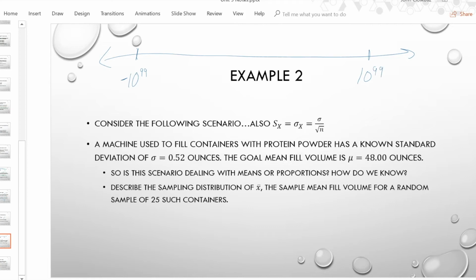All right, step one, describe the sampling distribution of x bar, the sample mean fill volume, and then we're also going to go ahead and throw in the standard deviation in this part as well. Key idea is we're dealing with 25 such containers. So our sample mean, we leave it the same as the population. And then for our standard deviation, we're going to utilize this formula here. I'm going to take what I'm told, that 0.52, and divide it by the square root of n. So here it's 25.